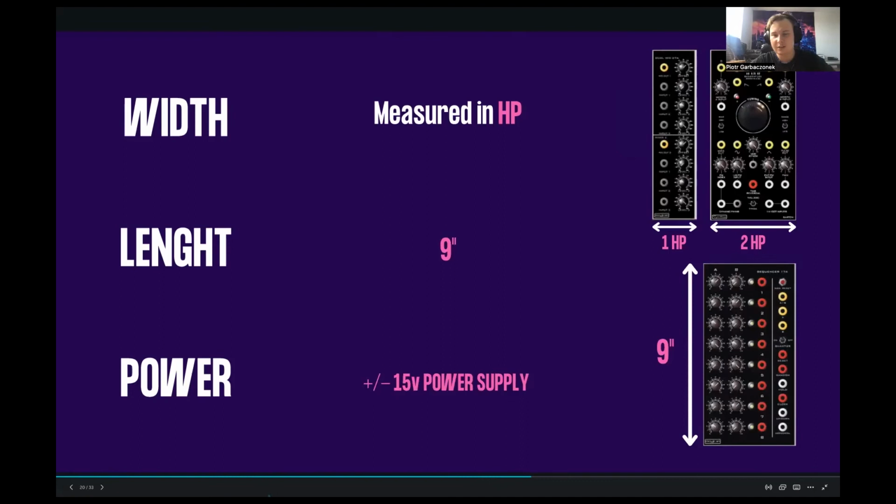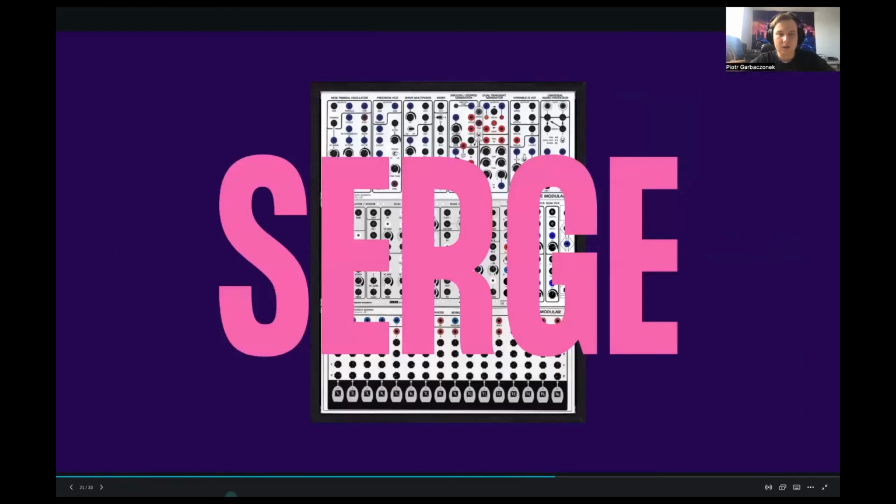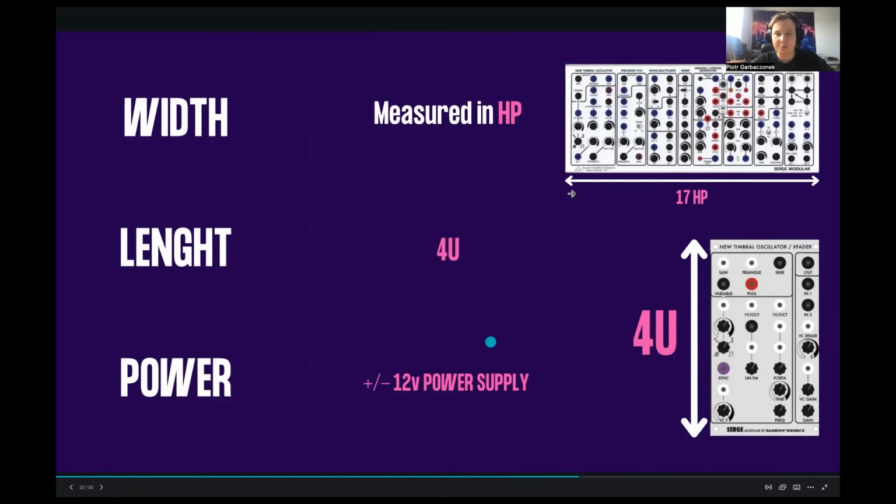This is again measured in HP, and then the length is 9 inches. And it needs a similar power supply to the Moog power supply. Surge modular, which is measured in HP as well. Length is the same as Buchla. And the power supply is just ±12. And yeah, Surge stuff is really, really nice as well.